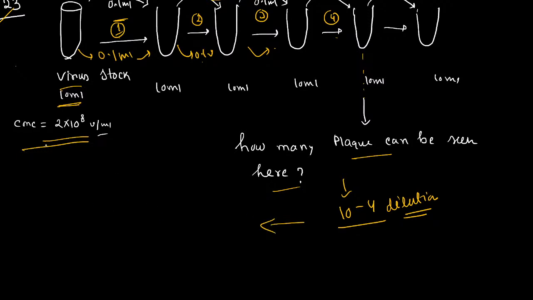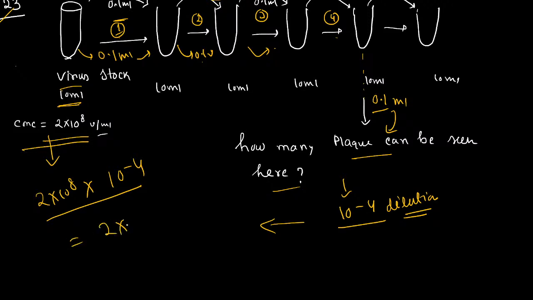But I am reading the question now. The concentration in the stock is 2 into 10 to the power 8, and you are taking 10 to the power minus 4 as a dilution. I am not asking about taking 0.1. I am directly calculating the whole virus present here. So you will get 2 into 10 to the power 4.